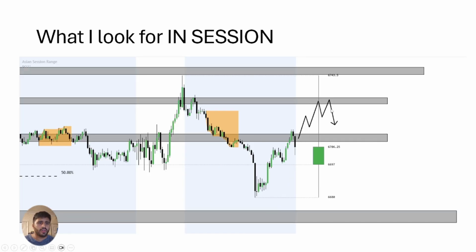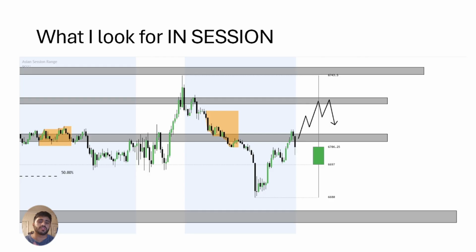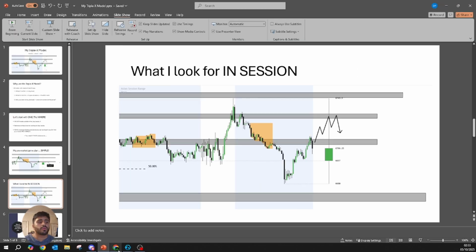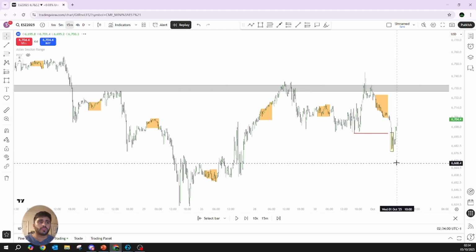So if I continue on with price, this is what's interesting now, right? If you're a trader who struggles with something I mentioned previously, FOMO, revenge trading, any kind of emotion, you can fix a lot of your emotions if you simply had the patience to wait for key levels. So I've had questions about my key levels. How do I determine key levels? Key levels are one of the easiest things you can determine, and one of the most important things, right?